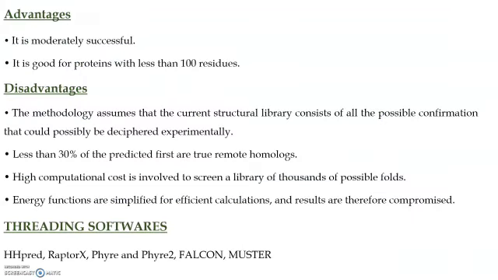The advantage of this threading model is that it is used successfully and it is good for proteins with less than 100 residues. The disadvantages are that it assumes that the current structural library consists of all possible conformations that could possibly be deciphered experimentally. Less than 30% of the predicted folds are true remote homologs. High computational cost is involved to screen a library of thousands of possible folds. And energy functions are simplified for efficient calculations, and results are therefore compromised. The software commonly used for threading models are HHpred, RaptorX, FUGUE, Fire2, Falcon, and MUSTER.